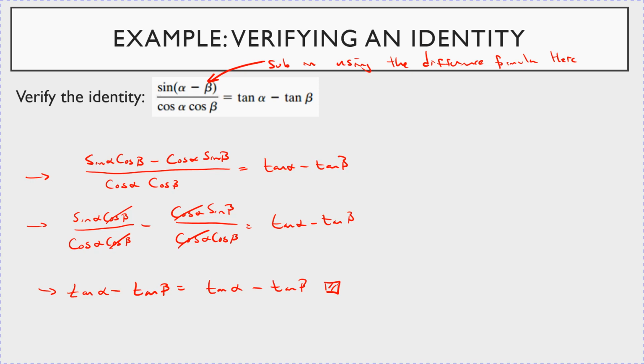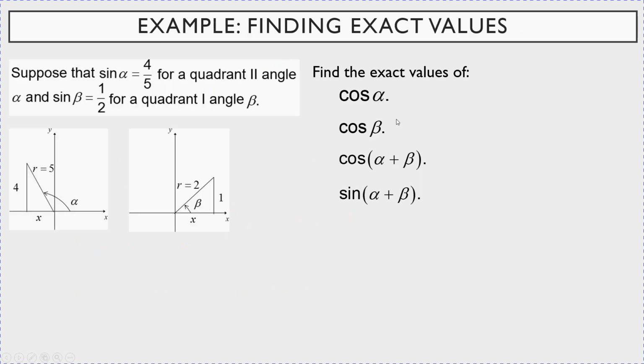All right. So now I want to switch gears and go back and do some right triangle trig with this stuff. Got some fun problems here. All right. So suppose that you're given the following information. You're told that sine of alpha is equal to 4 divided by 5 for a quadrant 2 angle. And what you see here is I have a picture that describes it. Okay, so alpha is this quadrant 2 angle, and you're going to set up a triangle that describes it.